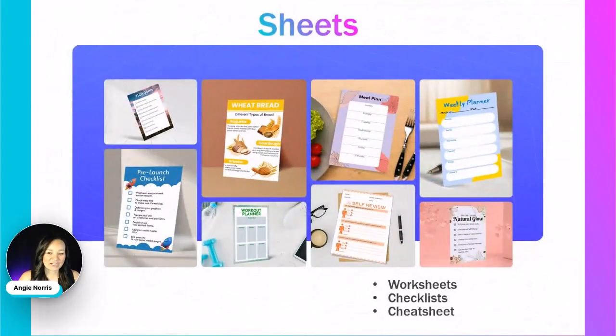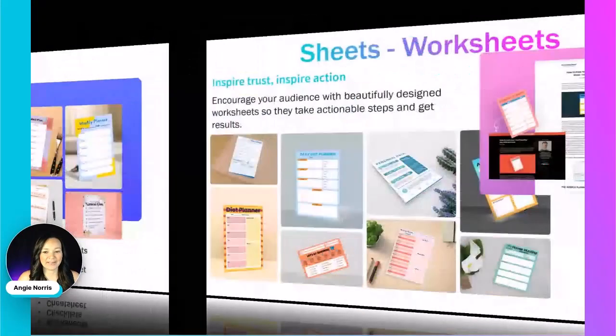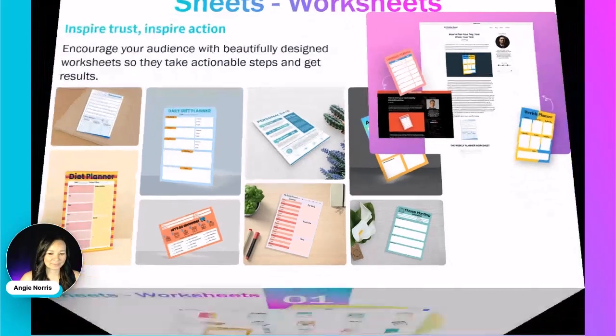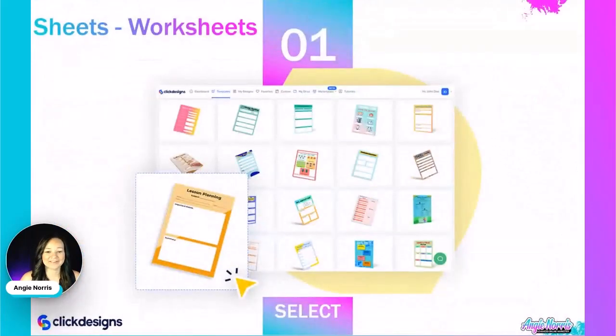Okay. Next is sheets. We have worksheets, checklists, cheat sheets. And under worksheets, this is a great way to inspire action. When people have something to follow up with, it's a homework assignment. I call it homework. And no matter how old you are, call it homework. The people will actually take action if you provide them with something. It encourages them. And when they're beautifully designed by using what's in ClickDesigns, then they'll get results, they get the steps.